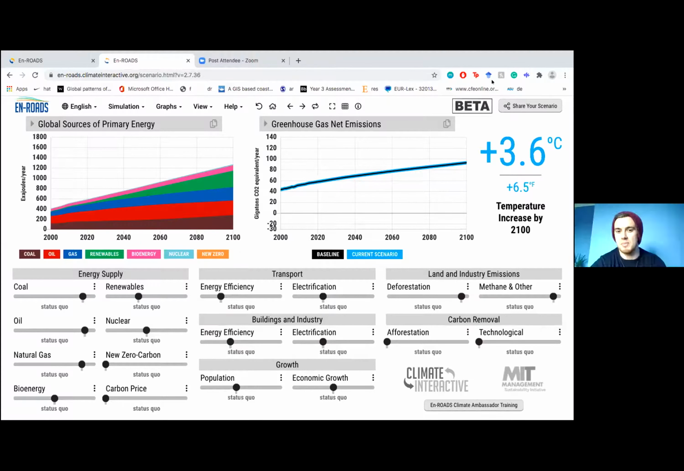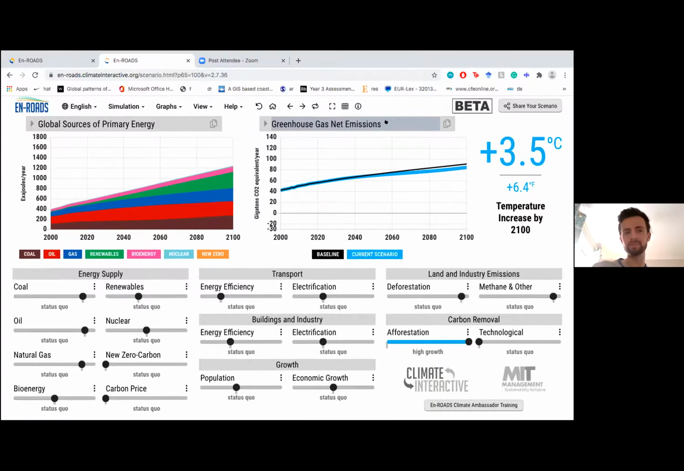Wait, what does afforestation mean? So afforestation is just planting trees, basically. Okay. Can we plant some trees, please? Yeah, of course. We'll see how much that helps. So that changes the temperature by a little bit. Wait, how much did it change it by? Can you guys see the temperature? It changed it by 0.1, I think. Damn, okay. So not as much as we might think it would. Anyone else have any ideas?